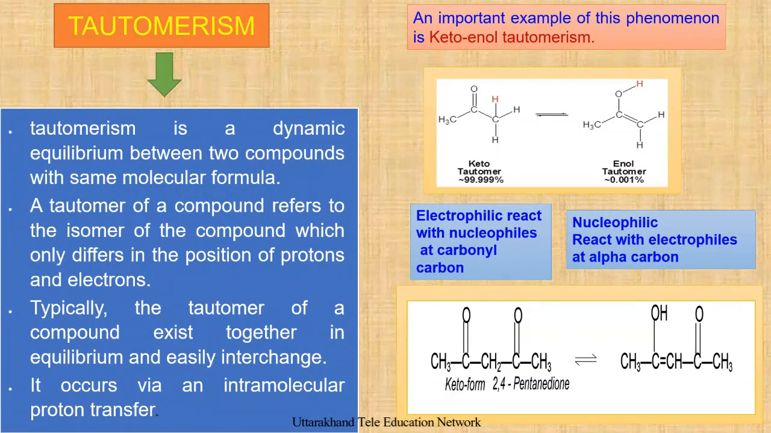Acetone exists in rapid equilibrium with a tautomeric form known as enol, and acetone exists 99.999% in the keto tautomer and only 0.001% in the enol tautomer. Both have different chemical properties. The keto form is electrophilic in nature and reacts with a nucleophile at the carbonyl carbon, whereas the enol form is nucleophilic and reacts with an electrophile at the alpha carbon. Ethyl acetoacetate exists as a tautomeric mixture of keto and enol forms.